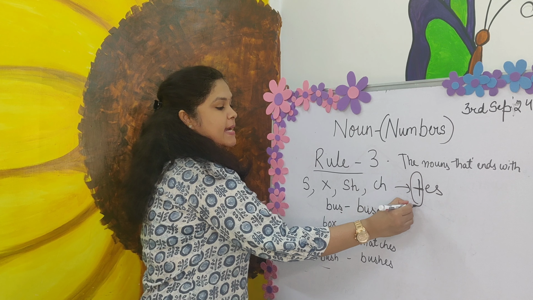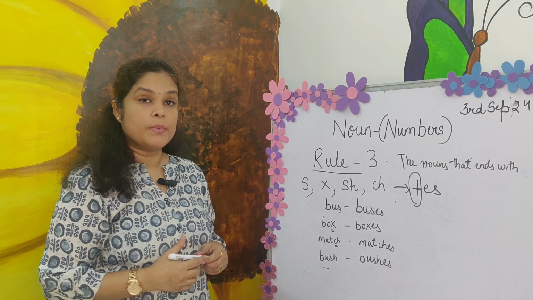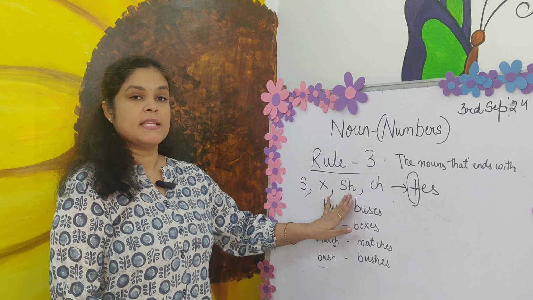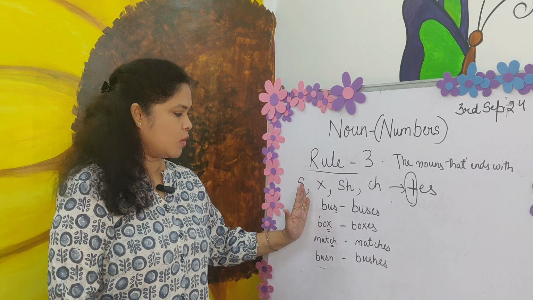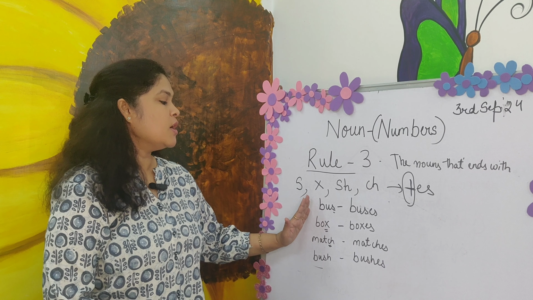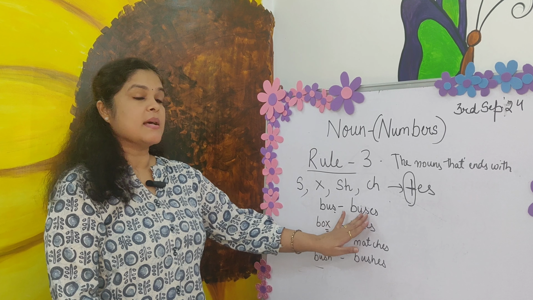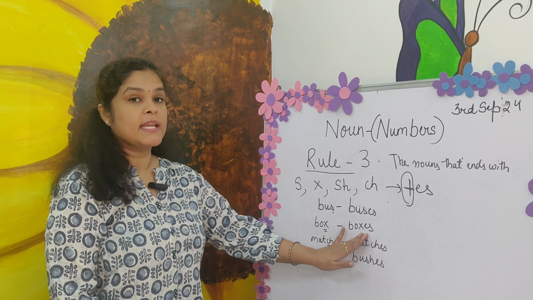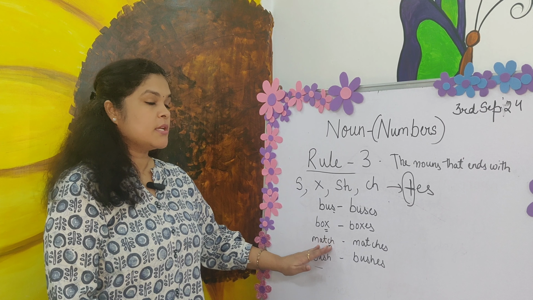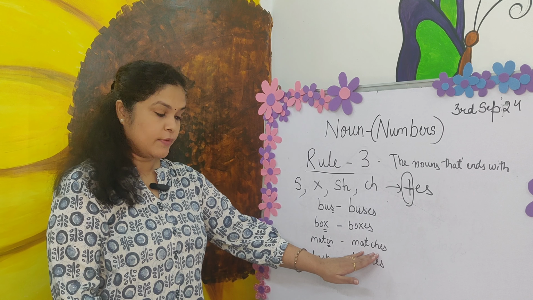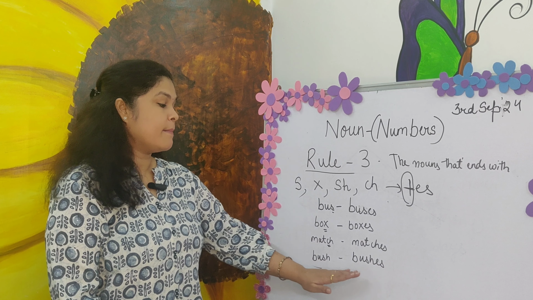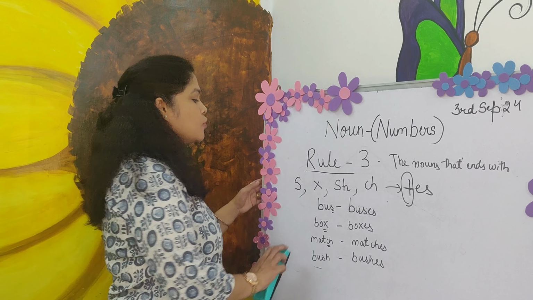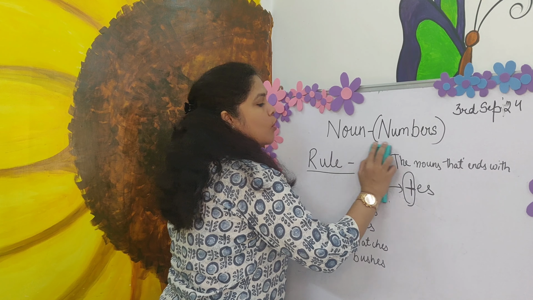We just added es to the nouns that end with s, x, sh and ch. We also covered a few examples. So bus became buses in plural form. Box became boxes in plural form. Match became matches in plural form. Bush became bushes in plural form. Now we can move ahead to rule number 4.